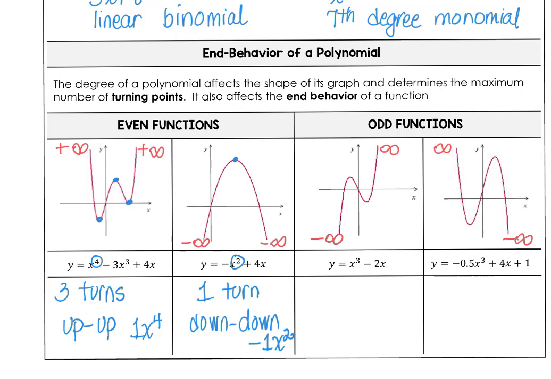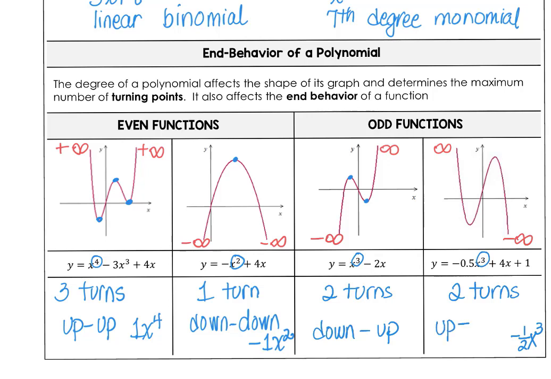And the turns, since the power is 3, 3 minus 1 would give us 2 turns, and we can see those 2 turns, 1 turn here and 1 turn here. And the behavior started down and ended up. And then on the last one, we had 3 for the power. So again, 2 turns, but this time we had a negative 1/2 for our leading coefficient. So that graph started high and ended low.